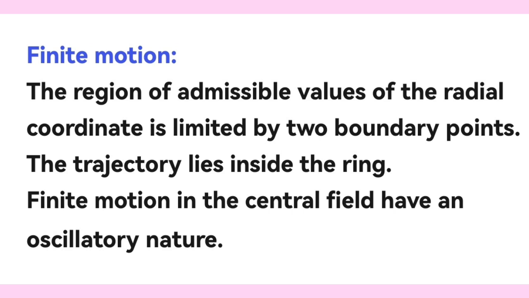If the region of admissible values of the radial coordinate is limited by two boundary points, then the particle's motion is finite. In finite motion, the particle's trajectory lies entirely inside the ring bounded by circles with radii equal to the minimum and maximum values of the radial coordinate. Finite motion in the central field has an oscillatory nature and is carried out between the maximum and minimum values of the radial coordinate. The oscillation period in finite motion in the central field is the time after which the particle returns to the initial value of the radial coordinate.